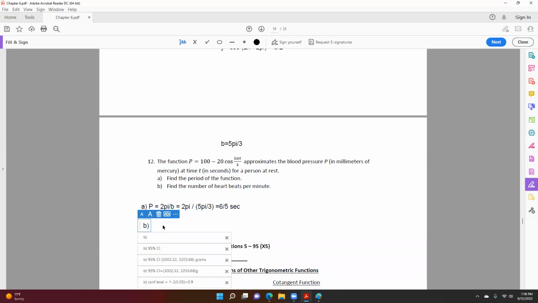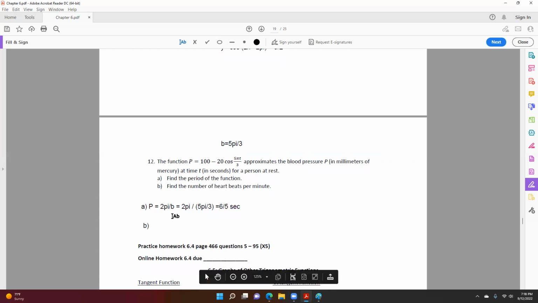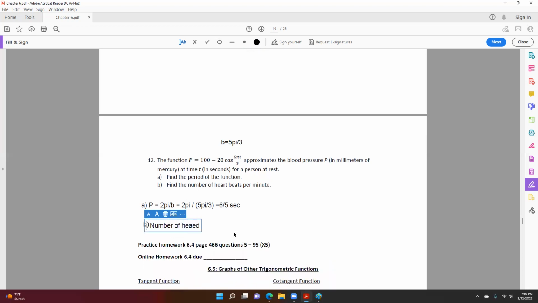Question B is asking us to figure out how many heartbeats per minute in this case. This is something that, again, you will probably learn when you go to physics class. In order for you to figure out how many heartbeats we have, you have to take 1 over p.